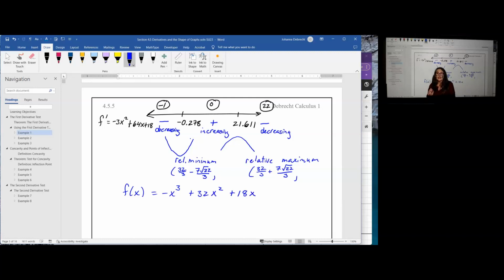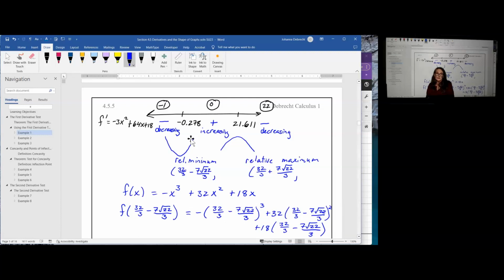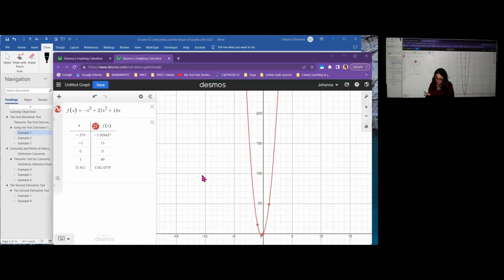To find the location of the relative maximum and the relative minimum, I need to find f of 32/3 minus 7 square root of 22 divided by 3. It's not going to be a pleasant problem, but it is something that, given enough time, you could work out. This is a good use for a graphing calculator, or what I like to use, which is Desmos. Let's take a look at this graph on Desmos, and I'll show you some tricks on how you can get it in there.